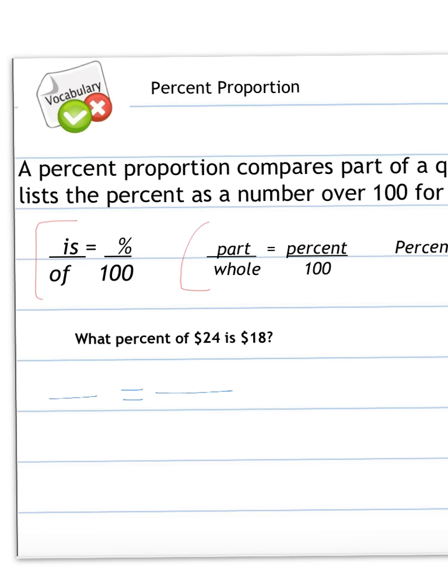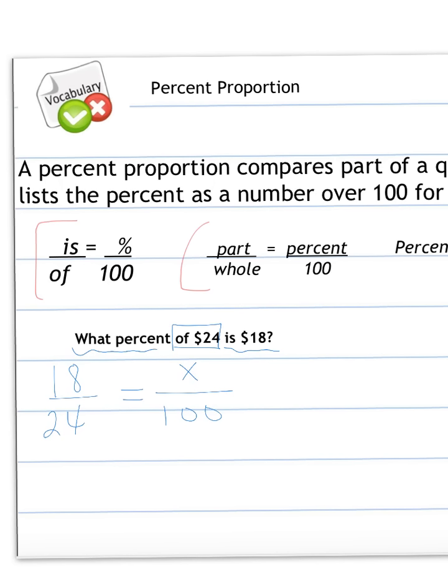So we look at what we're looking for. What percent? Well, the percent goes on the top right, so that's where we put our variable, over 100. And then we have of 24 is 18. So is is on the top, that's the part. Of is on the bottom, or the whole. Okay? So it would look like that.